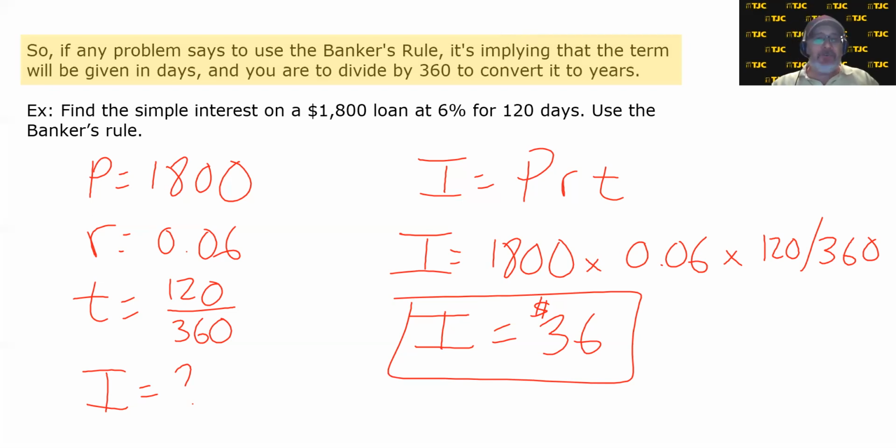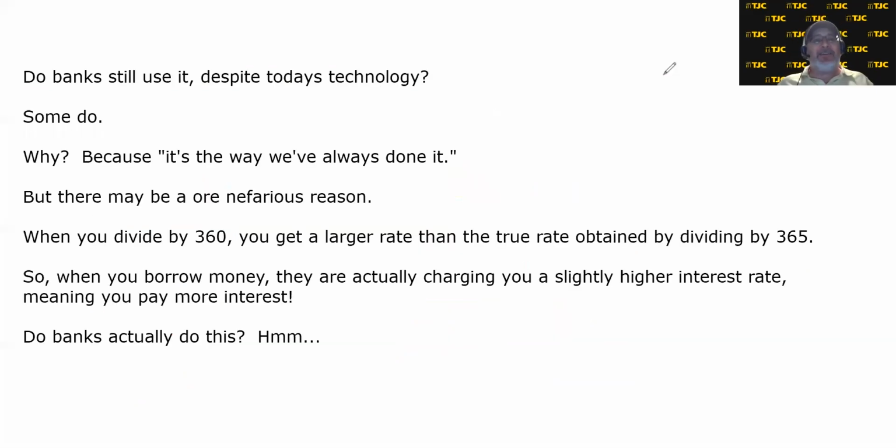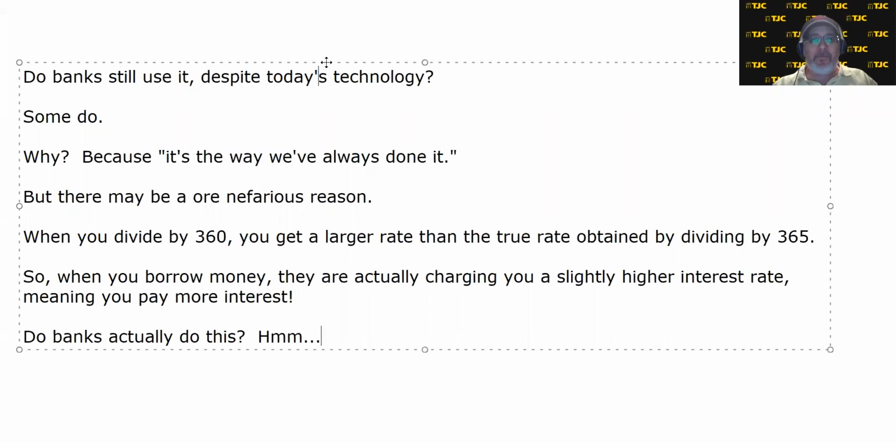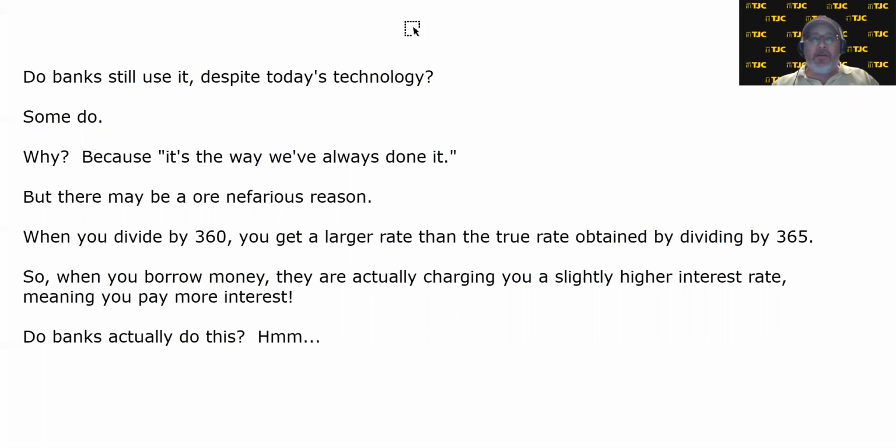But do banks still use it despite today's technology? Some do. The word today's here should have an apostrophe. You know that's going to drive me crazy. Some do. And let's go ahead and do the moving highlight that I did before. I kind of like that. I may do that more.